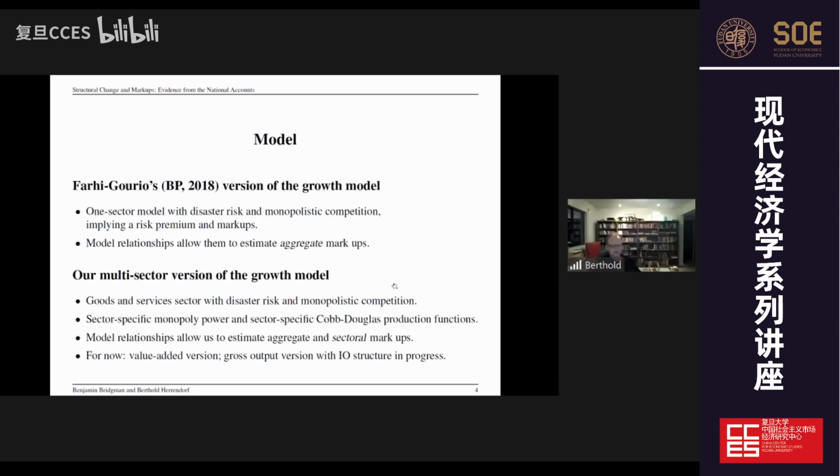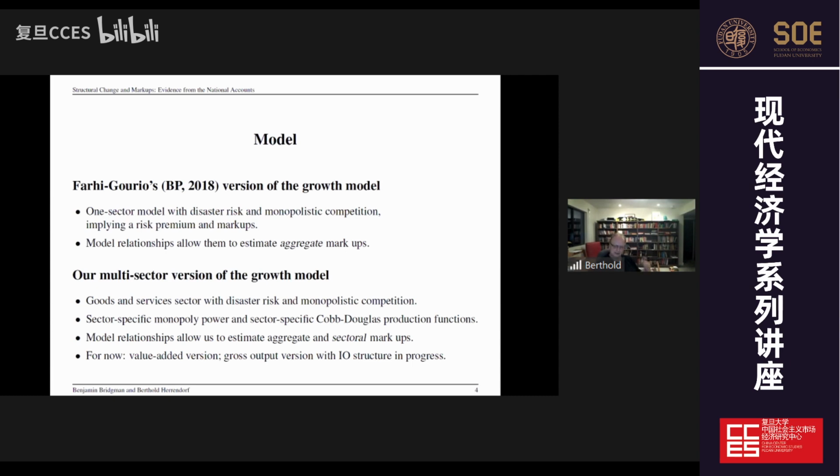So I said we use the Farhi-Gourio, Brookings paper 2018 version of the growth model. What they did is they wrote down a one-sector growth model with disaster risk and monopolistic competition. The disaster risk is there because they wanted the risk premium in the model, and it generates that. The monopolistic competition is there because they want markups. If they had perfect competition, there would be no issue.